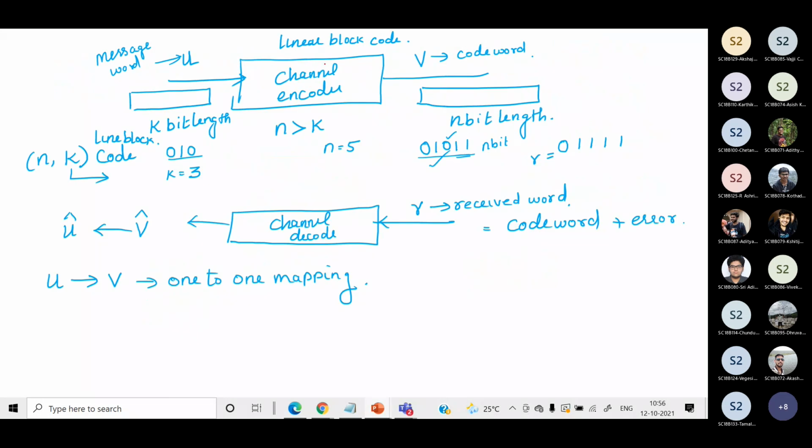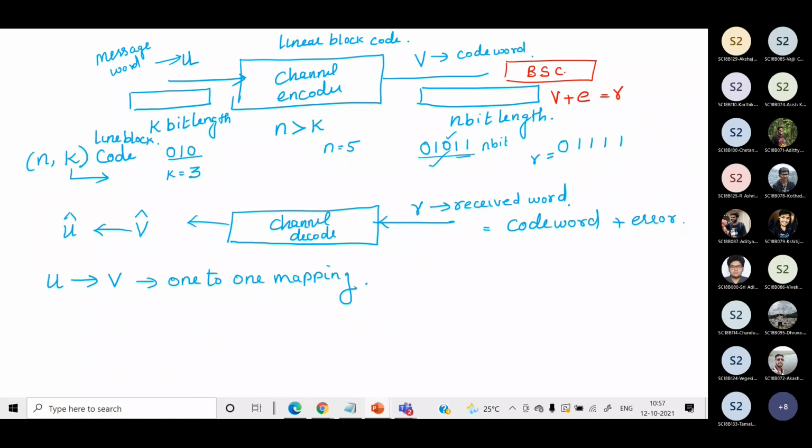Next, we have seen the linear block code. Here the terms are very important. The input is called the message word, and the output of the channel encoder is called the code word. The message word is k bits in length, and the output is n bits in length, where n is larger than k. Next, we took the channel decoder. What is its functionality? V is transmitted, and when it enters the binary symmetric channel, V is added with the error pattern and you get R, the received word. The received word then enters the channel decoder.